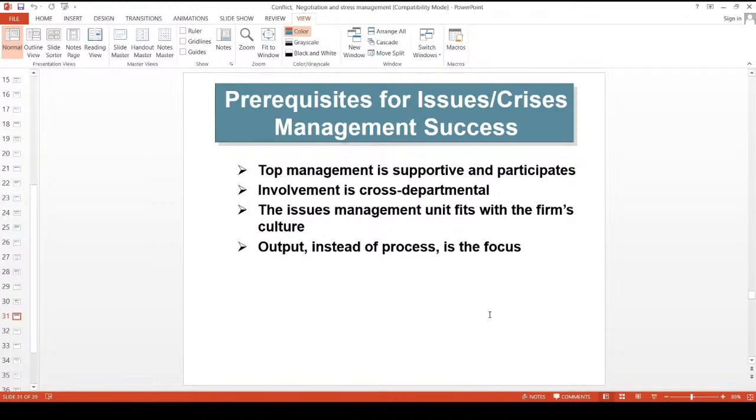Output instead of process is the focus. Now that is the main mistake which we usually make in resolving conflicts. We just focus on the process and we ignore the outcome. That is not the right approach. We should focus on the output, and accordingly we will have to decide the process. So our final focus should be on the output instead of the process and instead of different people.